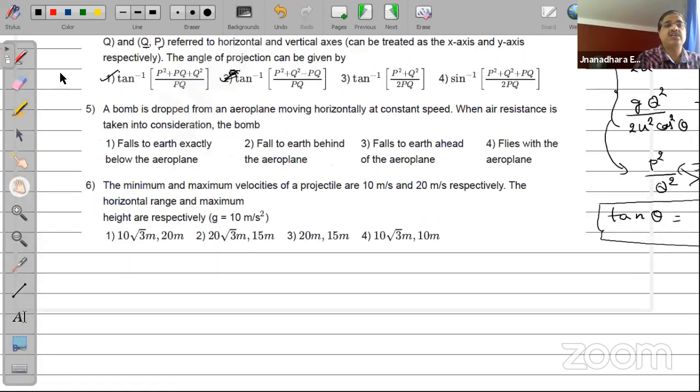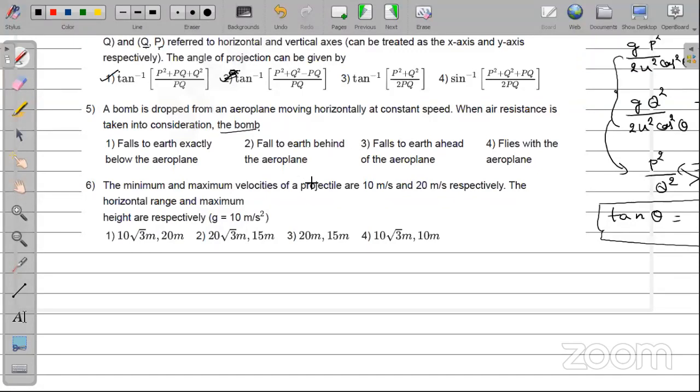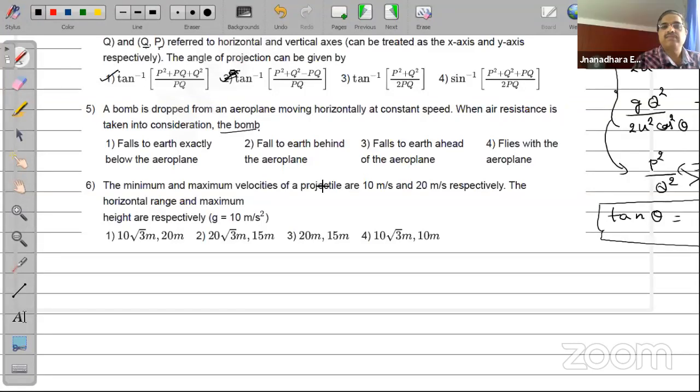Nice question. It's the equation of trajectory tested to the core. A bomb is dropped from an aeroplane moving horizontally at constant speed. When the air resistance is taken into consideration, the bomb will... Nice question. Let me see. What do you all think? If the bomb is dropped from an aeroplane moving horizontally at a constant speed, with air resistance taken into consideration.